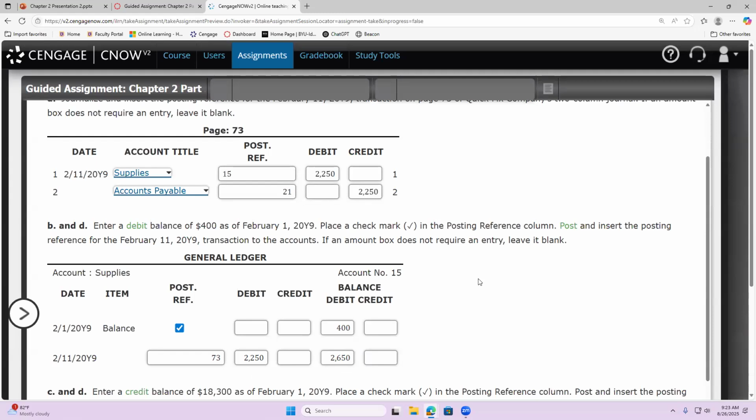And what's interesting is this ledger should match up with real life. Like if somebody went into our supply room, let's say we had a supply room or something, and added up the cost of all the supplies in there, it should add up to $2,650. This represents the cost of all the supplies we have. Okay.